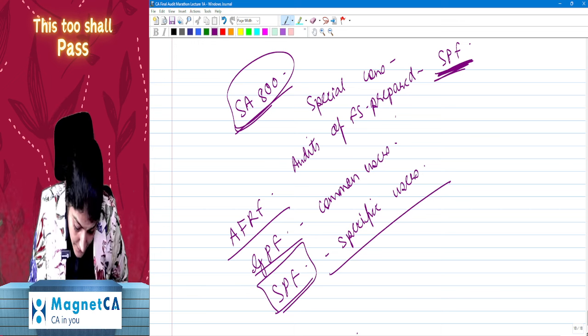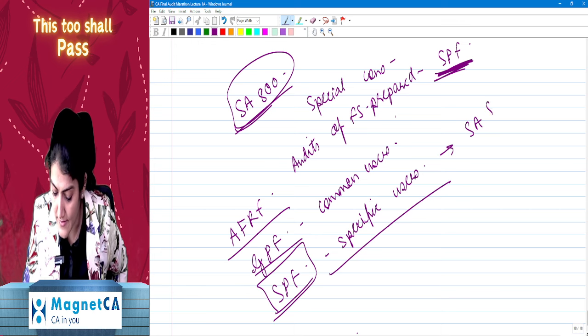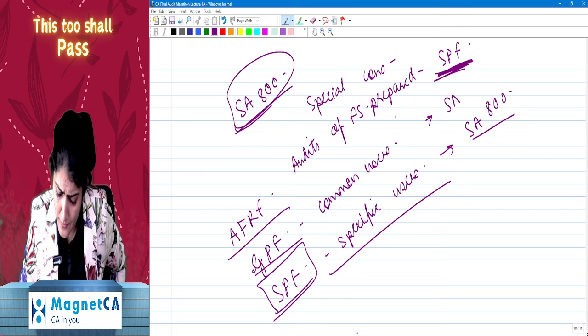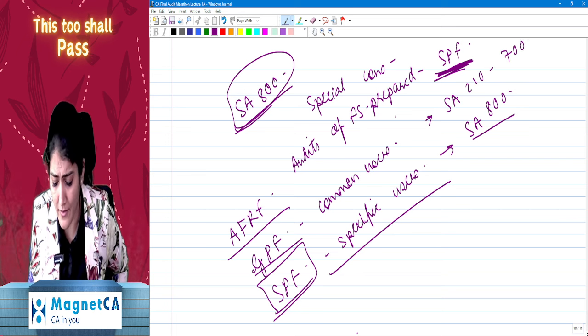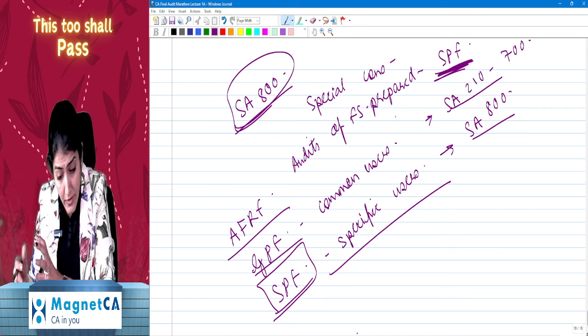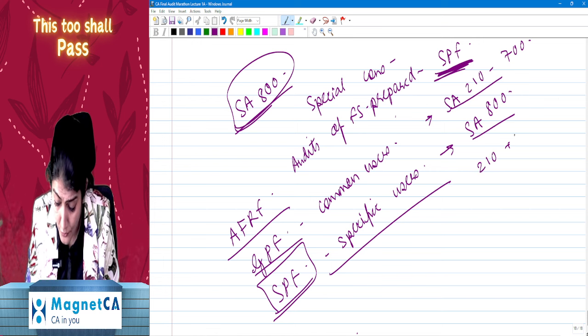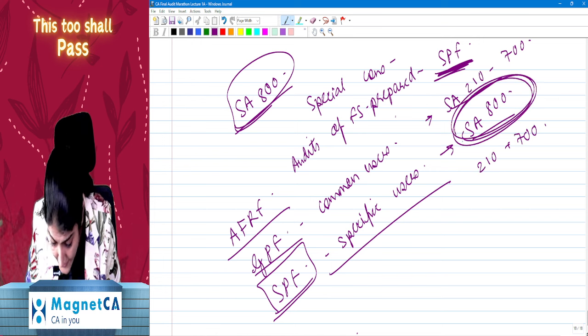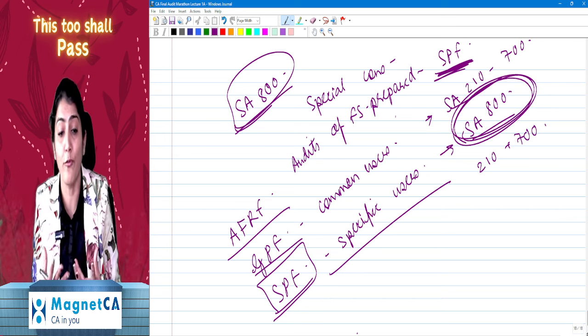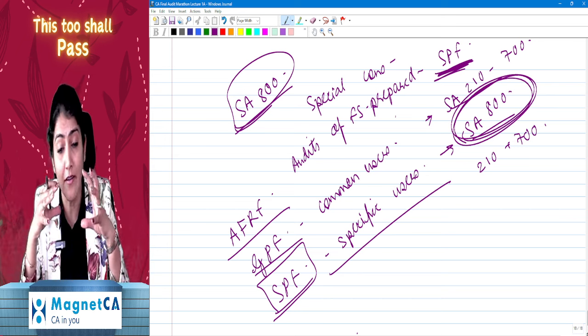Right, so special purpose framework is what is discussed in SA 800. And general purpose framework are normal, SA 210, 700, normal auditing standards. But if it is special purpose framework, then you will follow 210, you will follow 700. But additionally, because it is special purpose framework, you will also have to follow the requirements of SA 800.